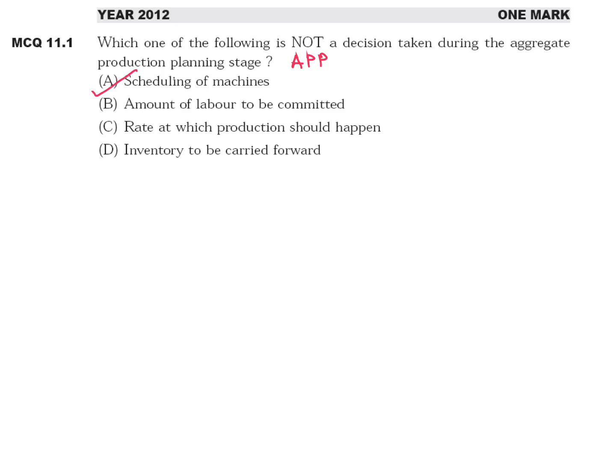Scheduling of machines, we are doing in master production schedule, MPS. Aggregate production planning, also called rough production planning. Here we are not doing scheduling. You can refer to my videos, where I already discussed this.